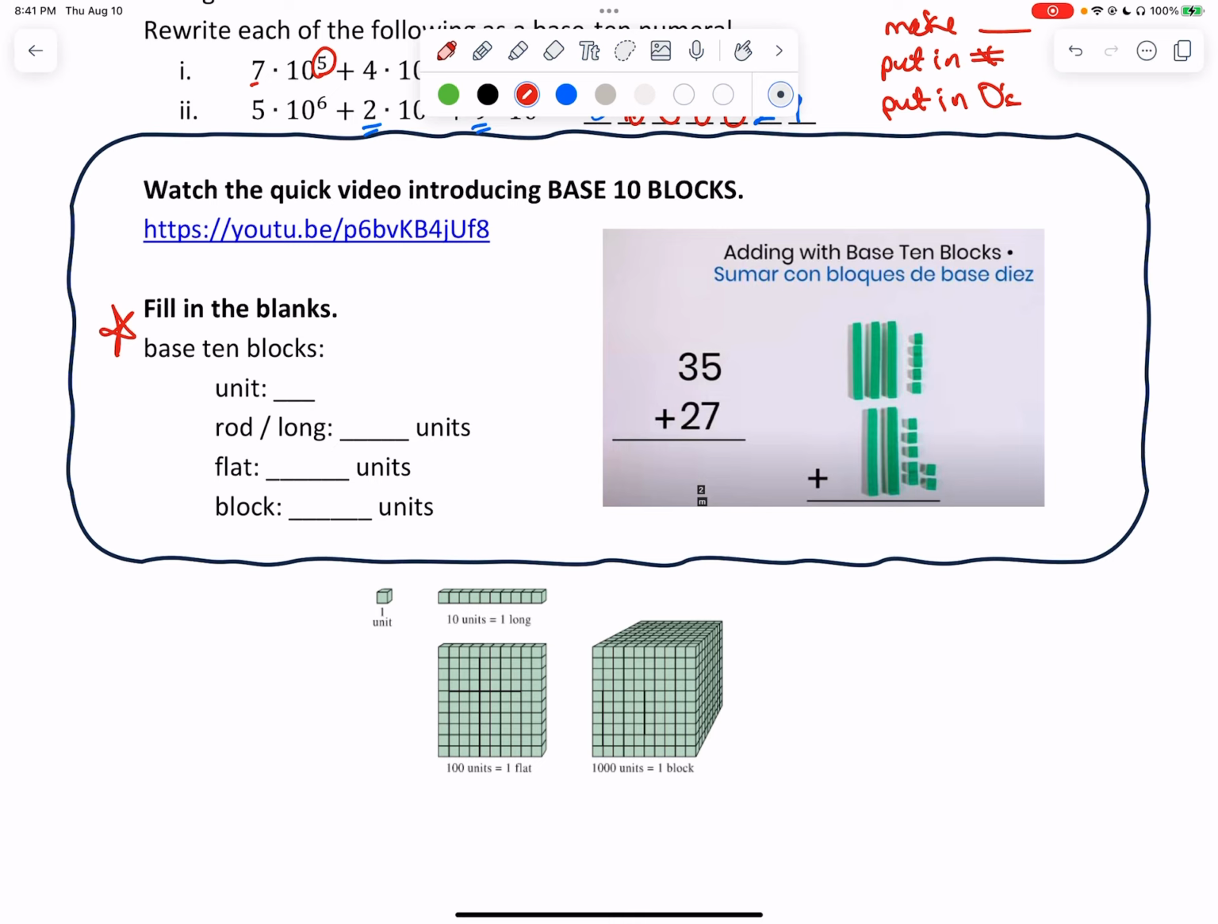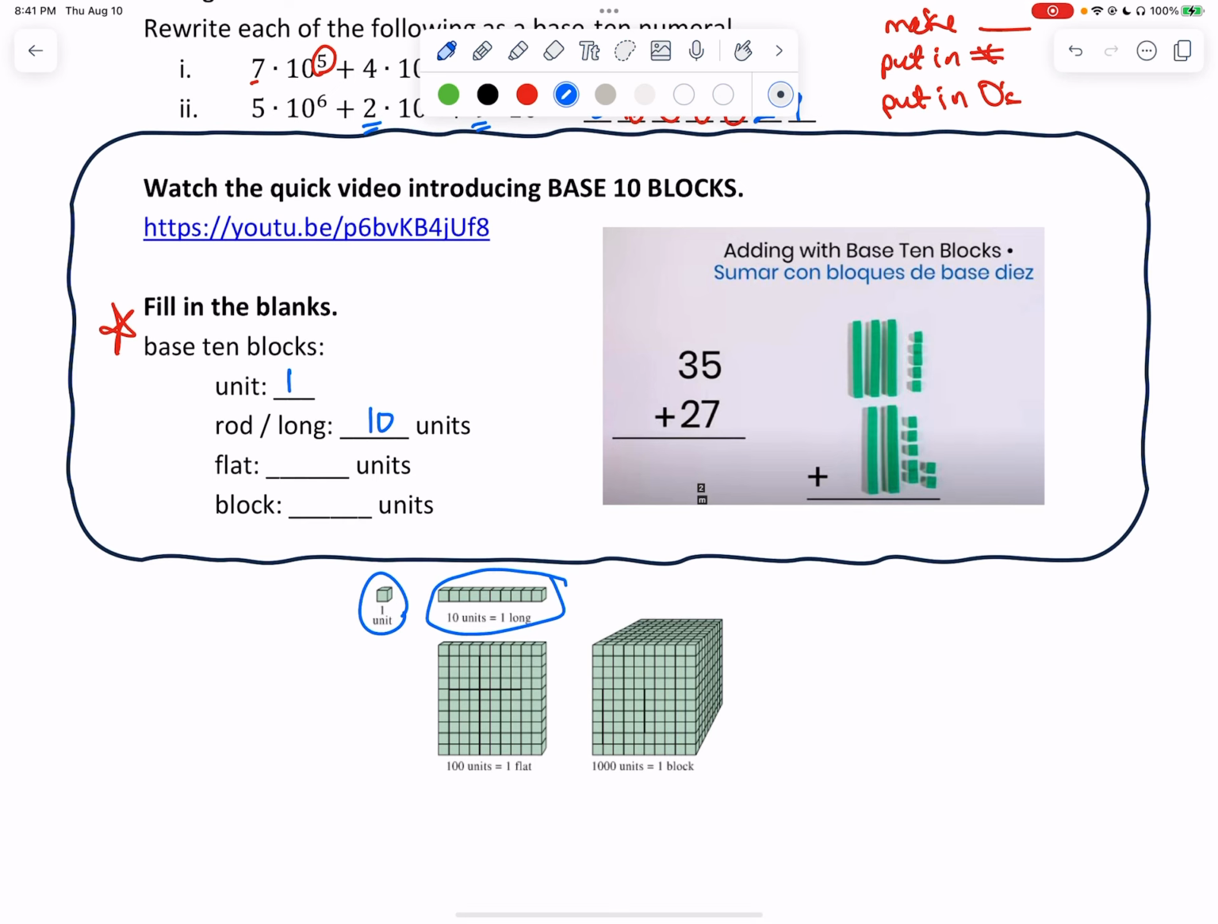So a unit is just one little block. This is called a rod or a long, and I use them interchangeably. If you count them, there's 10 there, and you're going to physically work with these in class. This one is called a flat, and it has 100 units. And then this one is called a block. Sometimes I call it a cube, but it's a block, and it's 1,000 units. This video is going to demonstrate, as you can see with the screenshot, how to actually use these.